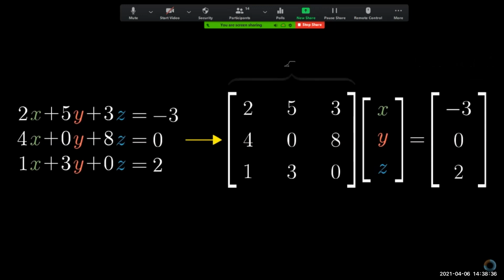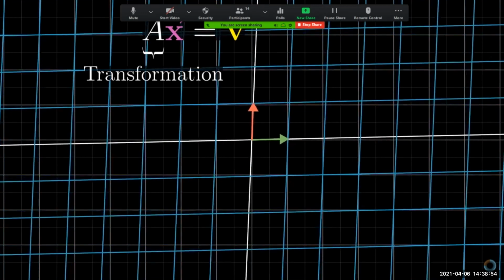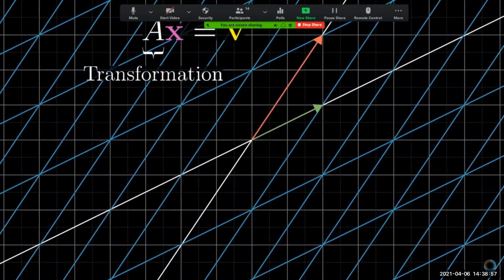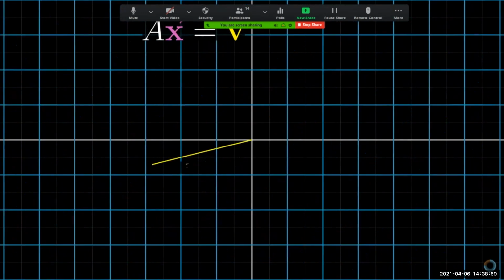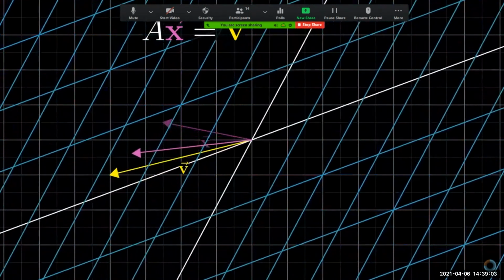Let's name that constant matrix A, denote the vector holding the variables with a bold-faced X, and call the constant vector on the right-hand side V. This is more than just a notational trick to get our system of equations written on one line. It sheds light on a pretty cool geometric interpretation for the problem. The matrix A corresponds with some linear transformation, so solving AX equals V means we're looking for a vector x, which, after applying the transformation, lands on V.